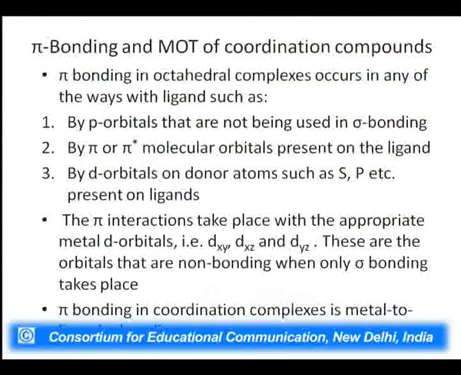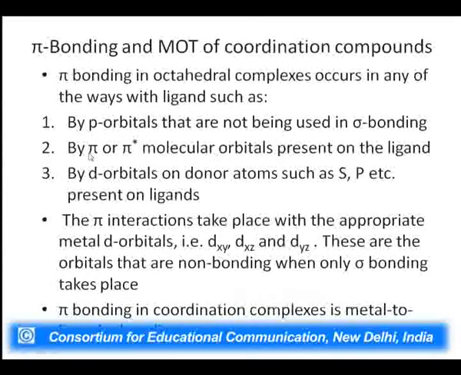So such a situation is to be considered if we want to have a full idea about the energy changes that are taking place. Hence, pi bonding in MOT of coordination compounds needs to be considered along with the sigma bonding. Now, pi bonding in octahedral complexes occurs in various ways. One of them is that the p orbitals that are not being used in the sigma bonding of the ligand form an overlap with the d orbital of the metal.